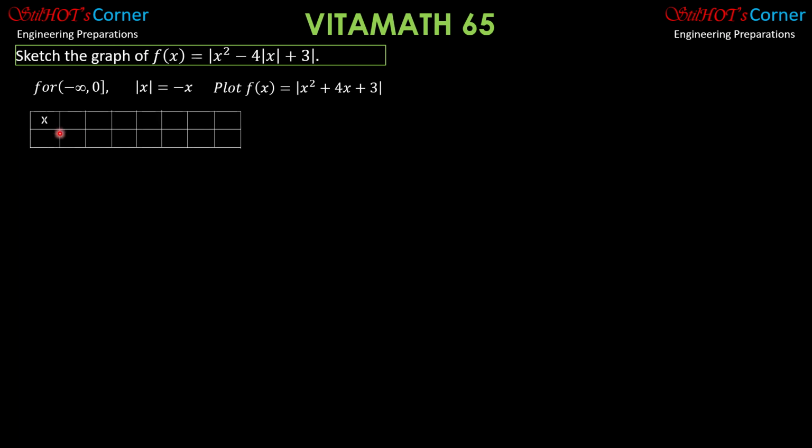So we have x and f of x. We begin with negative infinity. For instance, negative 100 squared plus 4 times negative 100. Negative 100 squared is 10,000 minus 400, so 9,600 plus 3. So it's infinity in general. It's positive infinity. So for negative infinity, f of x is positive infinity.